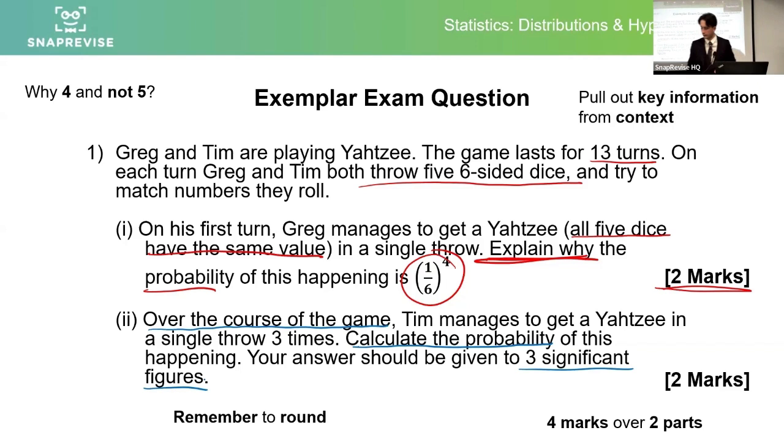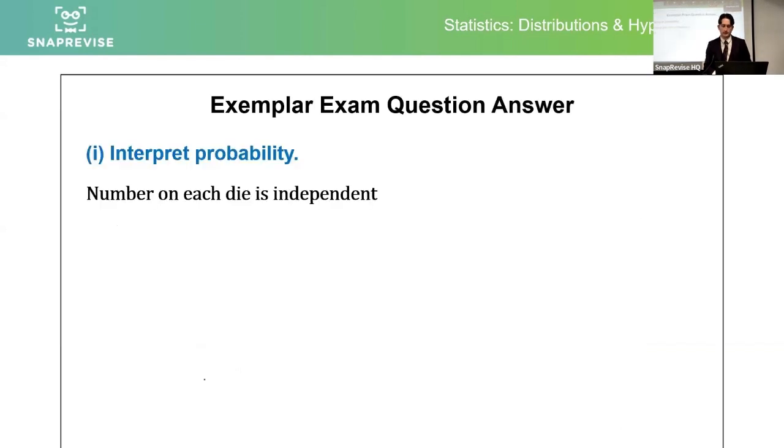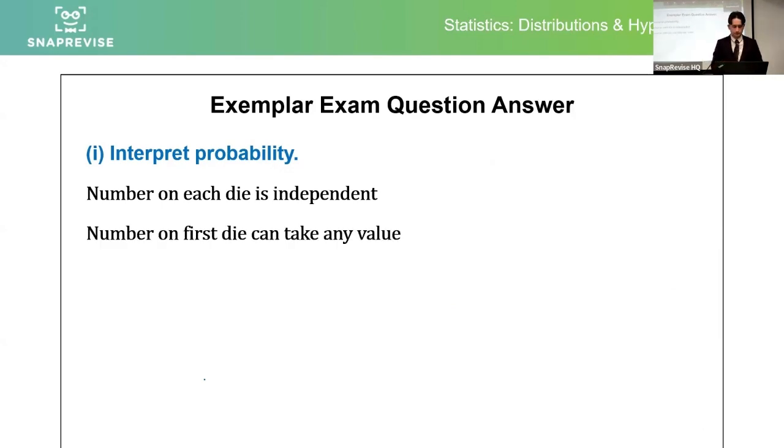Okay, so we'll start looking for it straight away. For part 1, where we're looking to find the chance of all 5 dice having the same value, what we need to interpret is what's happening. So each die is independent. The first die can actually have any value.